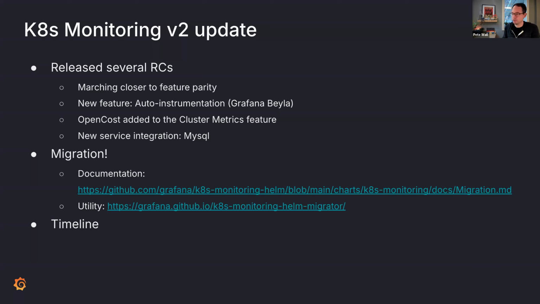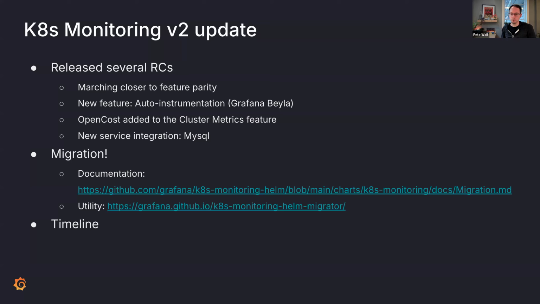So the link to the documentation is there. If you don't want to parse through the GitHub link there, it's in the docs folder of the V2 chart on GitHub. And I have a separate GitHub repository called k8s-monitoring Helm migrator that's using GitHub Pages to host a website.